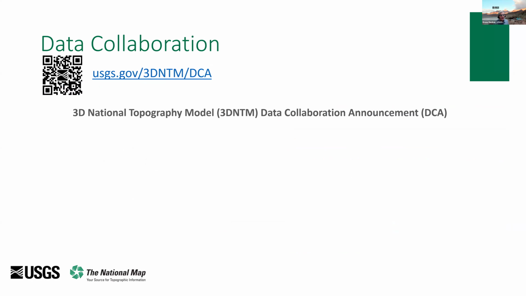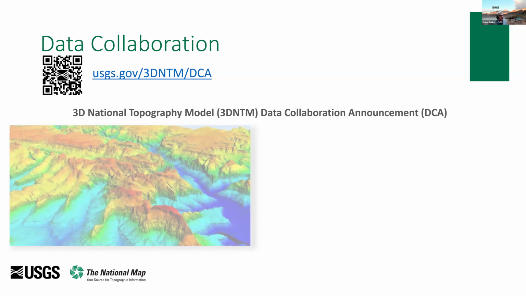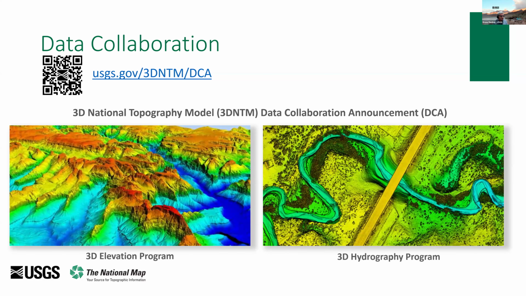Okay, moving now. Data collaboration, moving to the DCA. So both of these products are serviced by the data collaboration announcement, DCA. So this covers both products, and you can see the little link there, and it takes you to the current DCA. It comes out once a year for every fiscal year. So we have a new one out now, as a matter of fact, for fiscal year 26. And again, it will let you work with USGS and other federal agencies on both products.